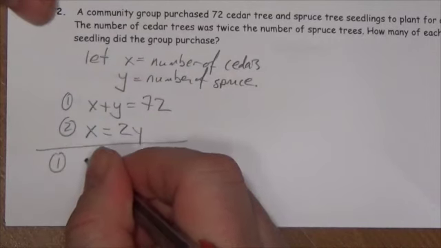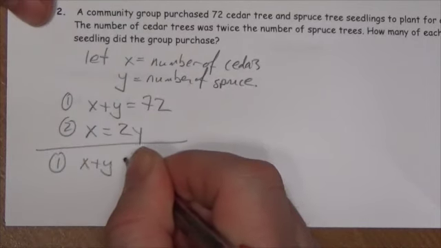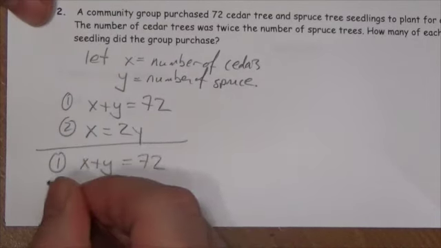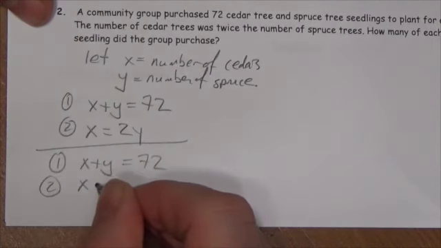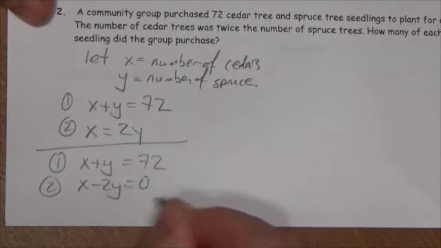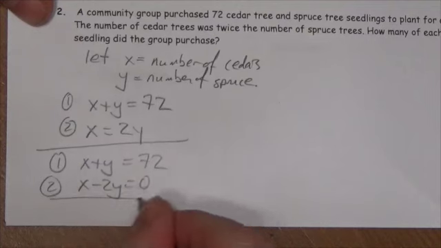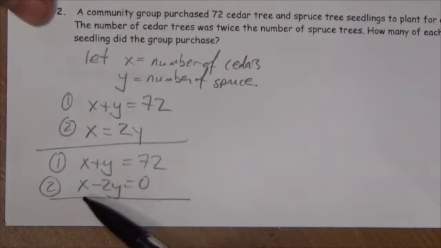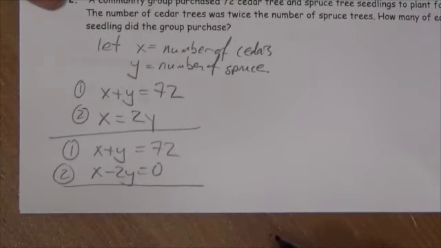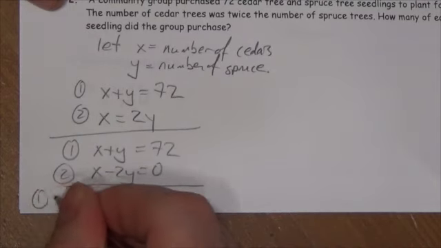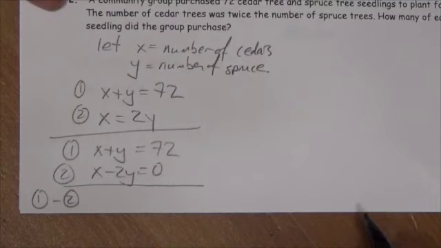So here's my equation 1, x plus y is equal to 72. So equation 2, I'm going to bring that over. x minus 2y is equal to 0. Now, look at my x's here. My x's both have the same coefficient. They're both 1. Really, really easy to work with. So I'm just going to take equation 1 and I'm going to subtract equation 2 from it.